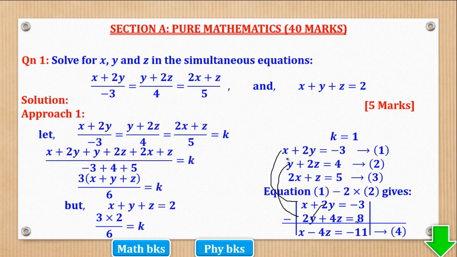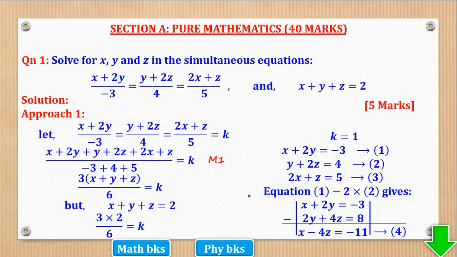You can choose to eliminate x, but the problem, if you want to eliminate x, then you have to use equation 1 and equation 3. So if you chose 2 equations, 1 and 2, then by all means you have to eliminate y, because y is what is common in both. So when I do that, I'll come up with equation 4, which has x minus 4z equal to negative 11. Now this equation has x and z, and also equation 3 has x and z. So I can choose to eliminate any of the two. I can eliminate z or eliminate 2x first.